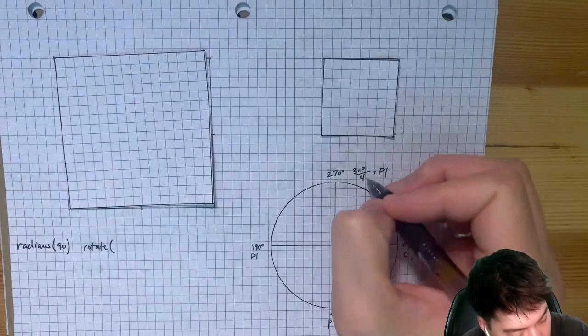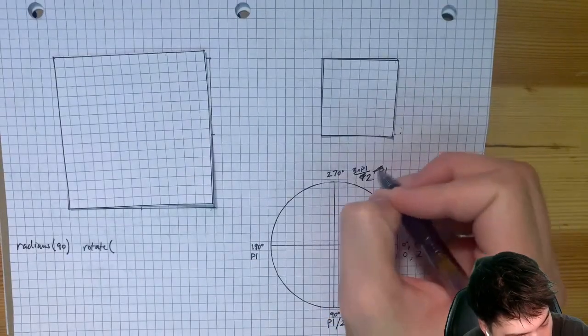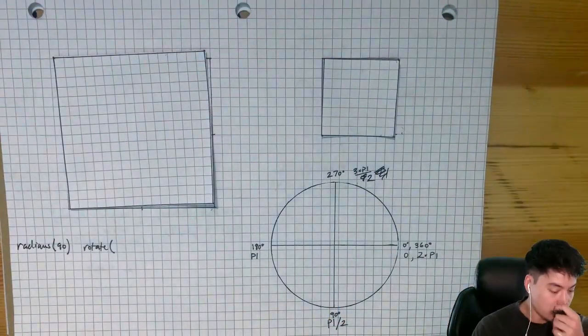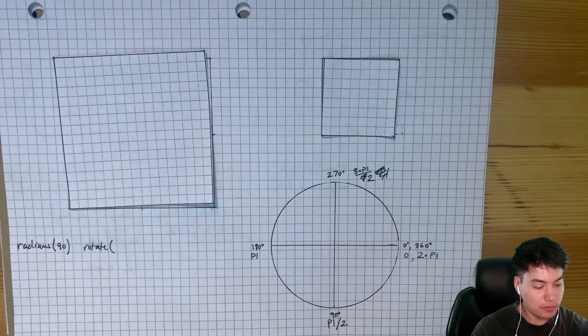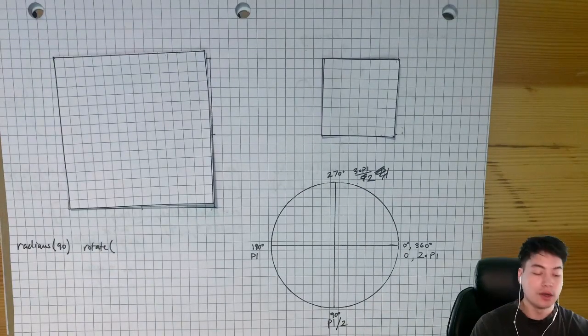Sorry, this is 3 over 2, not over 4. That's what I was missing. So 3 pi over 2, right? So this is 3 halves. And then this would be the 2 pi over on the right side.